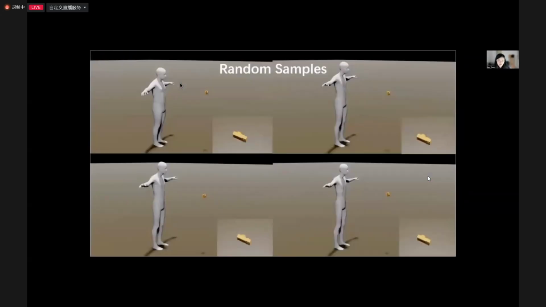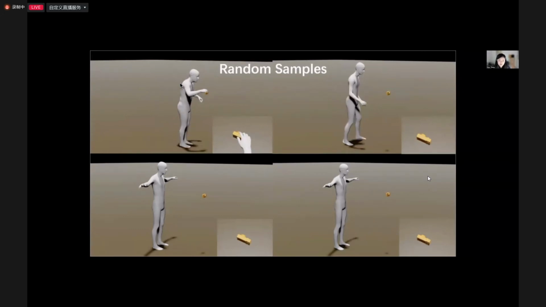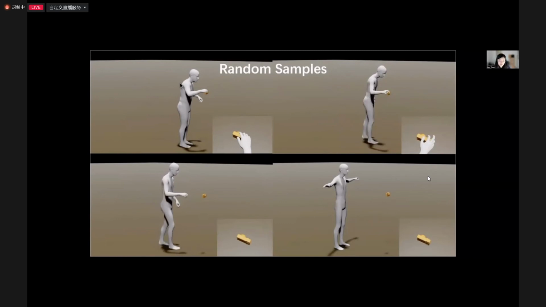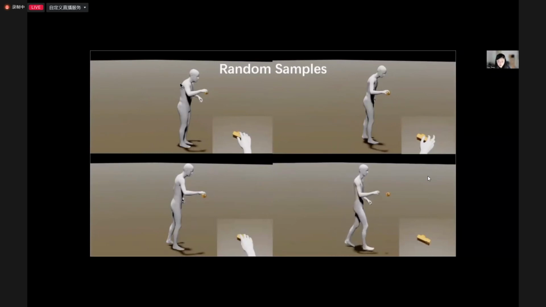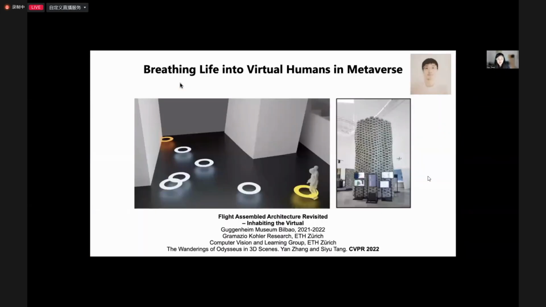And here are some random samples of grasping motion. As we said before, the first step is to generate the ending pose, and then we use a CVAE model to generate diverse in-between motion. So this motion drives the initial pose to approach and grasp the object. And all the examples here are just random samples without any cherry-picking, right? Okay, good.